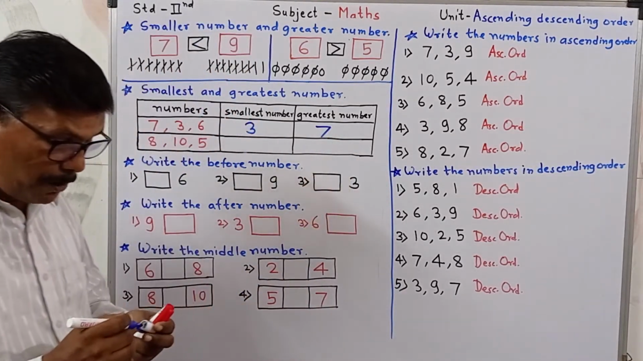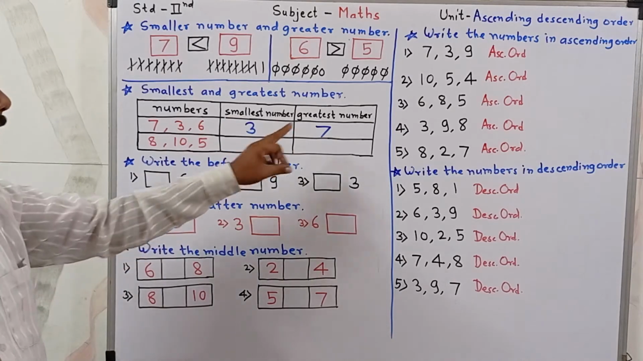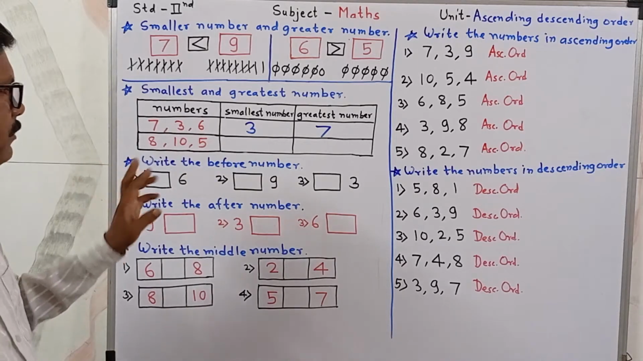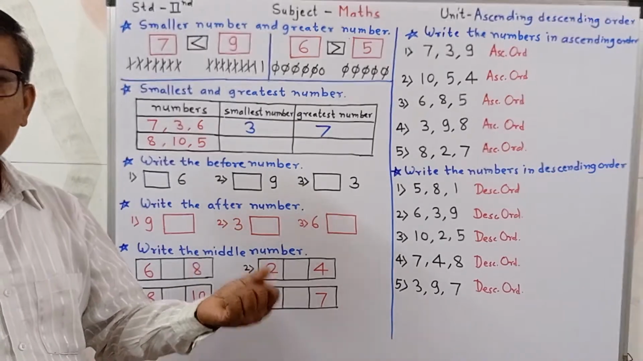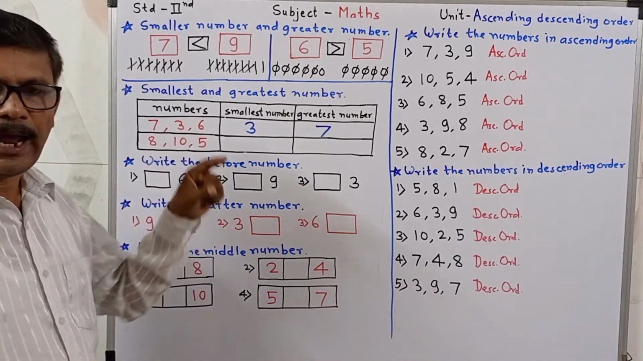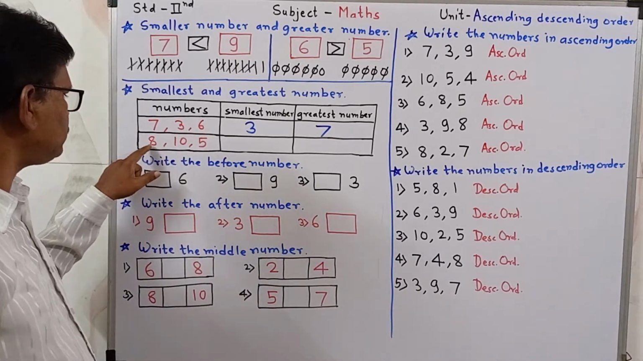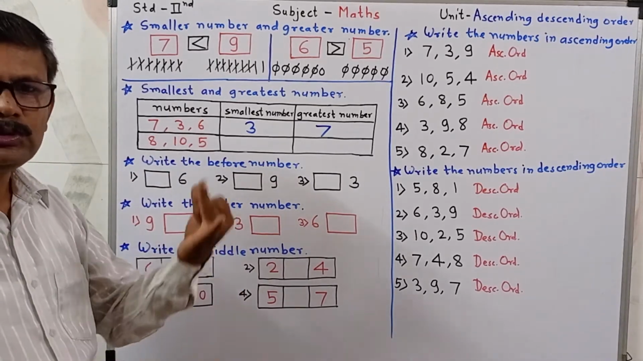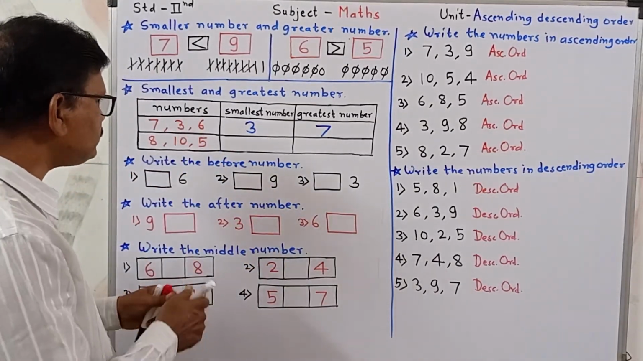This is the simple method for doing this smallest and greatest number. How to determine smallest number and greatest number? The simple method is to count from 1, and the number which comes first is the smallest number and the number which comes last is the greatest number. Okay. So here is 8, 10 and 5. So count 1, 2, 3, 4, 5. Who comes first? 5. So 5 is the smallest number.